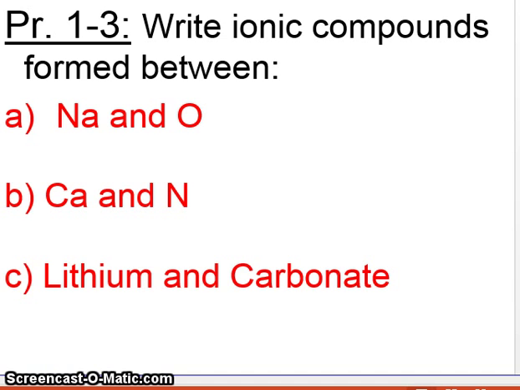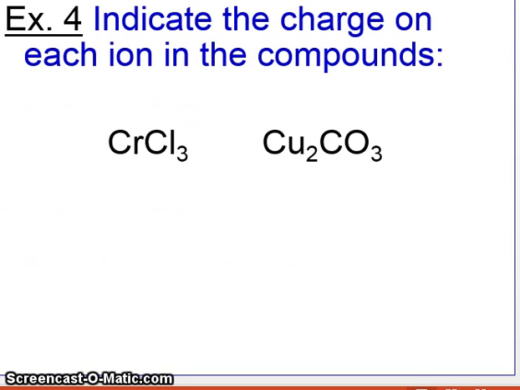Okay, and then the last example that we'll do before we finish up the lesson will be doing the opposite. Here it says indicate the charge on each ion in the compound. So we're actually undoing it. We've been given the compound, and now we have to say which charges these came from. And here's what we'll do.